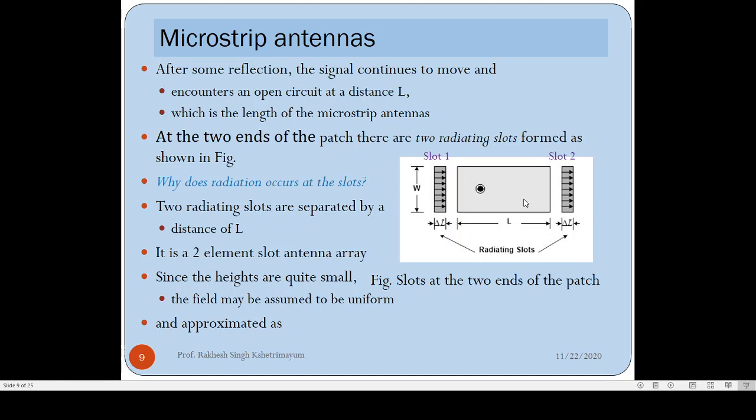And you can observe that these two slots have a distance of L. So there's one slot here, this is slot 1, this is slot 2. Slot 1 will be radiating, slot 2 will also be radiating. Slot 1 and slot 2 can be assumed as slot antenna 1 and slot antenna 2, and you can apply an antenna element array. This looks like a 2-element slot antenna array. You can find out the radiation pattern easily.